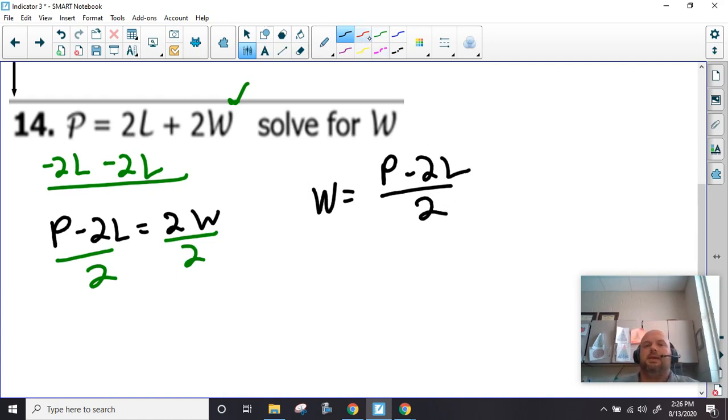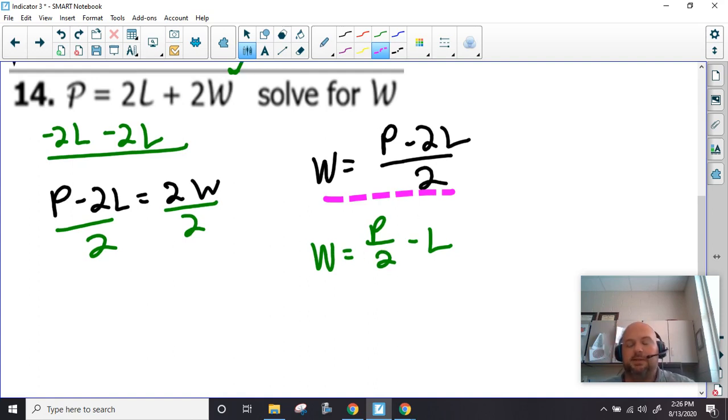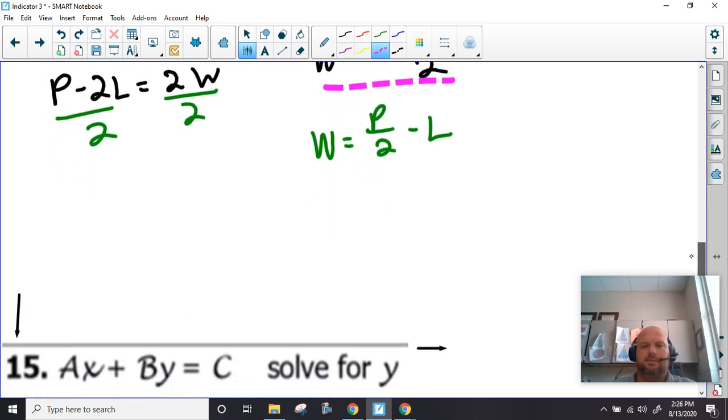Some people that are a little bit more high speed will actually break it down like this: P over 2 minus L. Honestly, I would prefer this. I didn't mean to mark it out. I'm okay with that. But if you want to give me that on something, that's all right also. Okay. Yep. Oh, there's another problem.